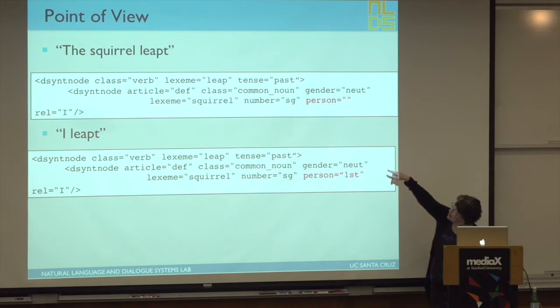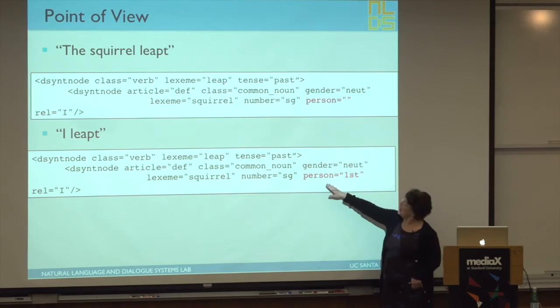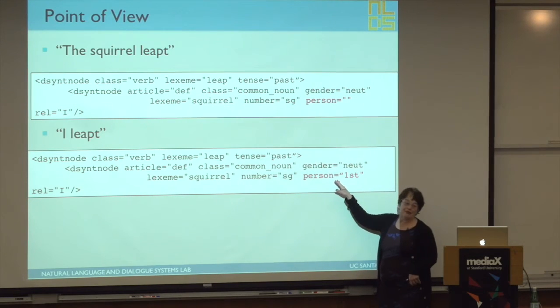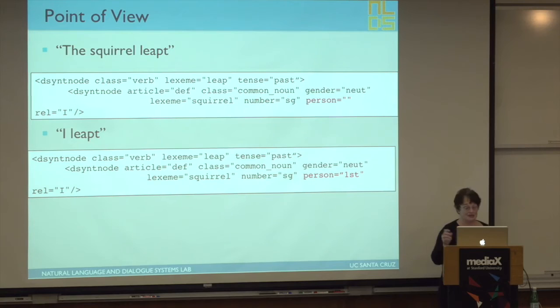So for our point of view parameter, which I told you before we're going to have, we have the squirrel leapt, and the person is not specified. But when we want it to be first person, all we do is add this person is first feature to the underlying representation, and we're able to get I leapt.